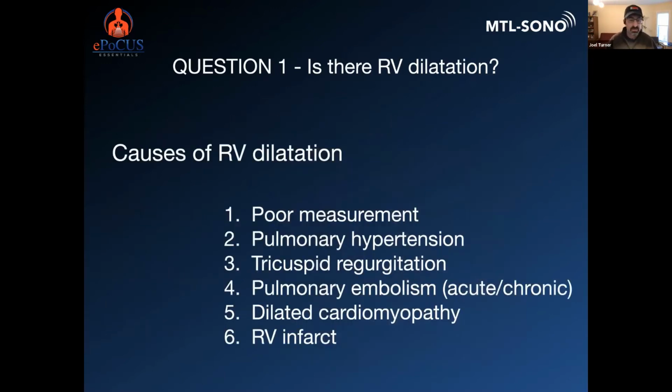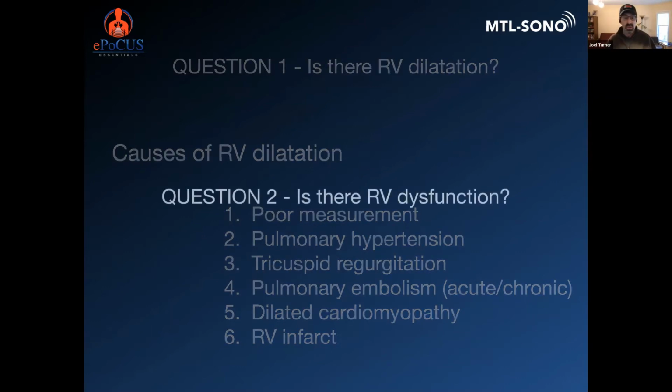Some causes of miscalculation or RV dilatation: obviously if you have poor measurements and you don't measure correctly, that's probably the most important cause. But as we've talked about, any pulmonary hypertension, significant tricuspid regurg, an acute or chronic pulmonary embolism, some dilated cardiomyopathy, or an RV infarct will all dilate the RV.